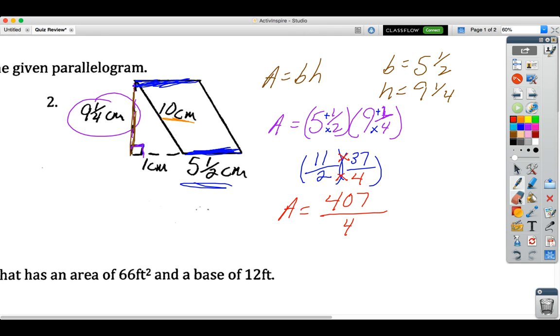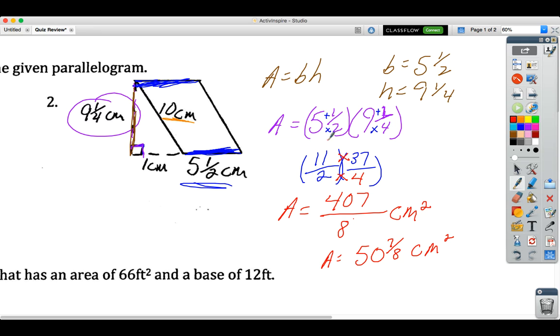And then I would have had 2 times 4 would have given me 8. Sorry about that. So it would have been 407 over 8 centimeters squared. Or you could rewrite this as a mixed number, which is then going to give me 50 and 7 over 8 centimeters squared. And if you wanted to, you can write this as a decimal, but I'm not going to suggest doing it for that one.